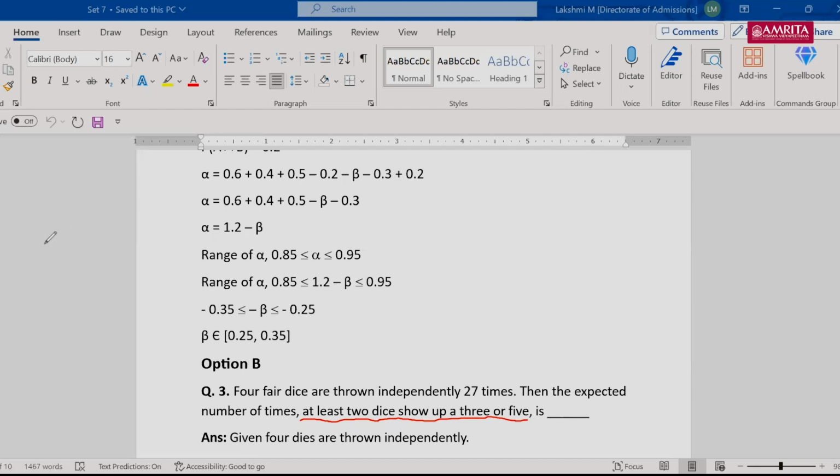So yes, I think I got one answer. This is the numerical part of the JEE. It's a previous year question also, I think 2019 or something like that.